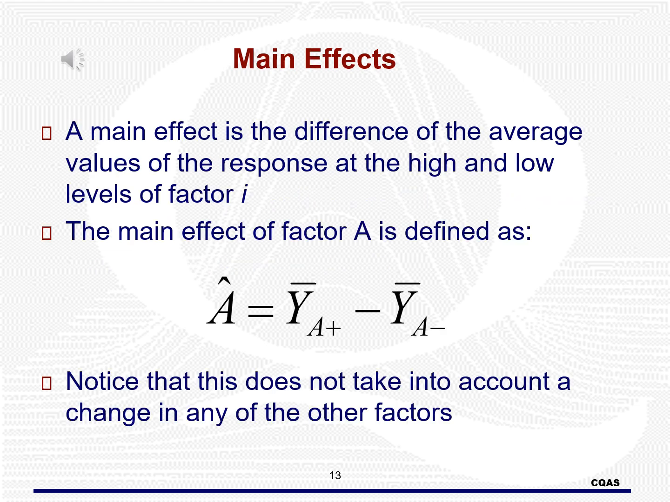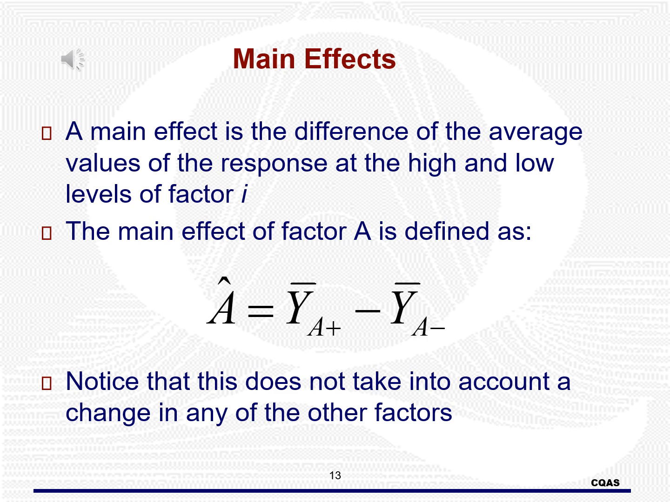The basic analysis for these designs is quite straightforward. We will first assess the main effects for each factor. This is the difference in the average response at the high and low levels. The main effect of a factor A is just y bar at the high level of A minus y bar at the low level of A. One thing to be aware of here is that we have not taken into consideration the levels of any other factor.